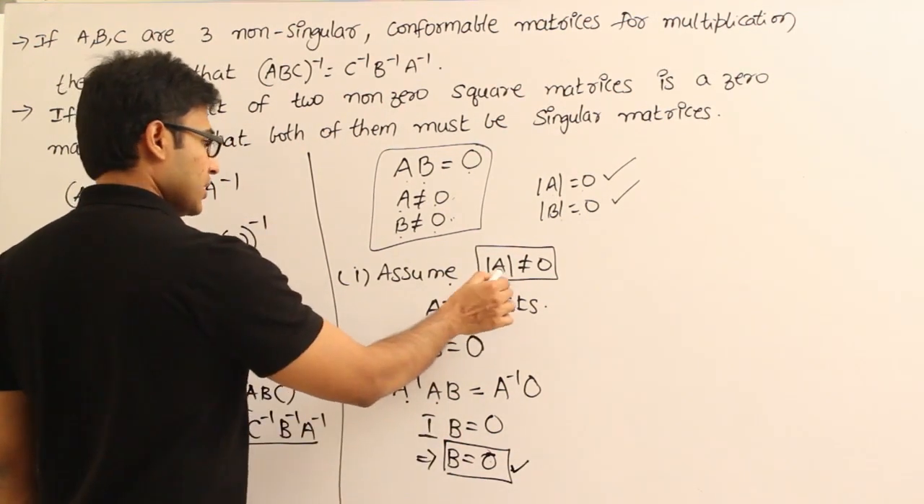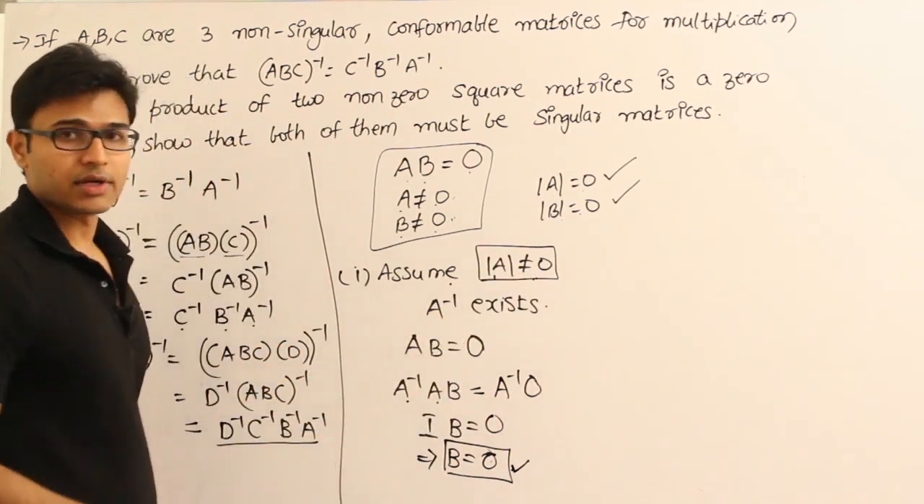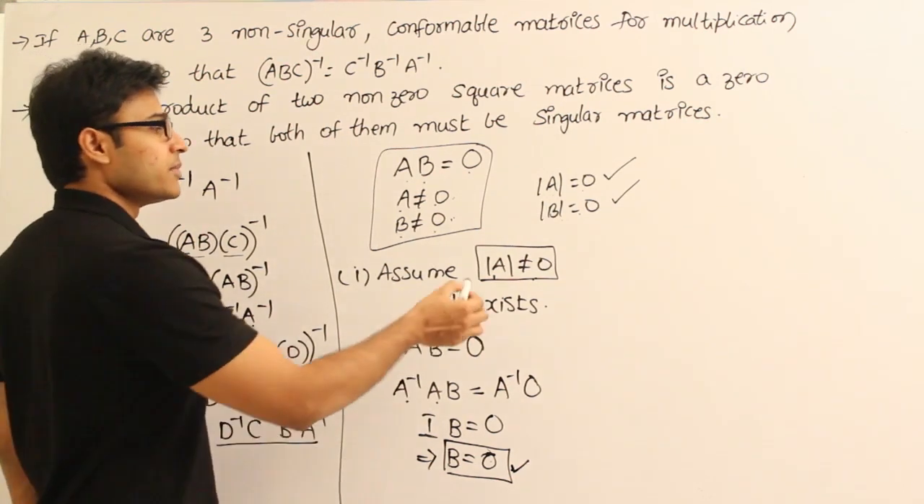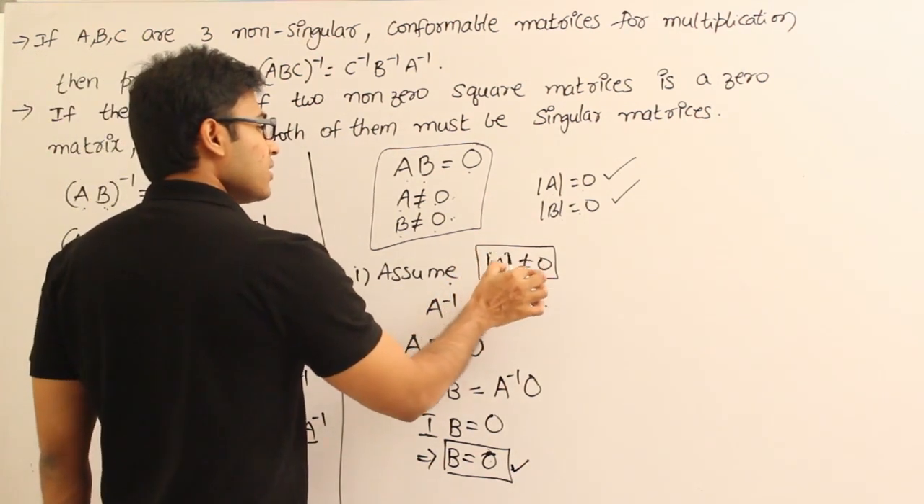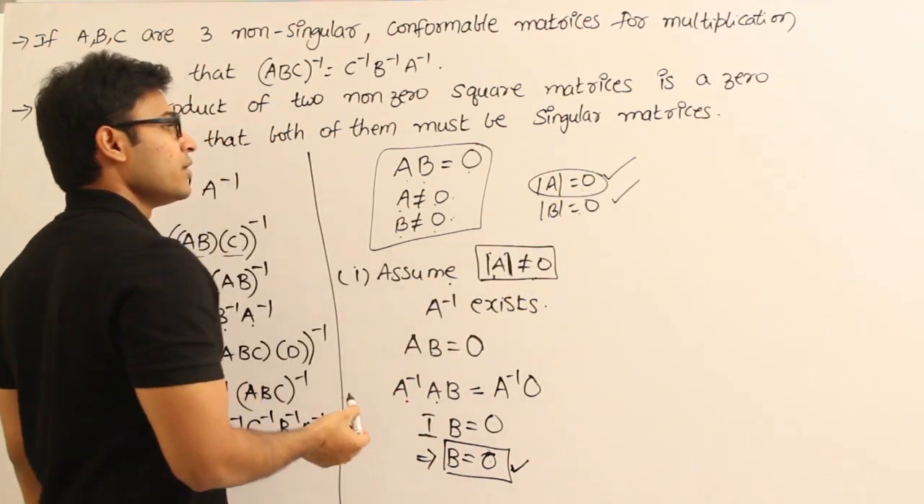So then what is wrong? That A is not equal to 0 is wrong. Then what must be right? That A equal to 0. So what does it mean? It means that A is 0 and A is singular. So A is singular is shown.